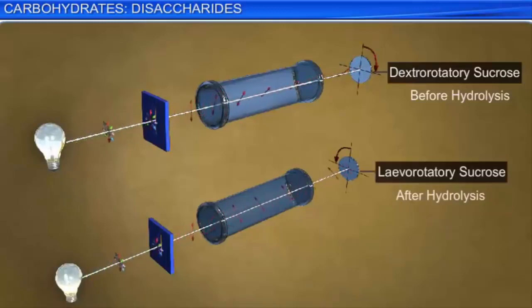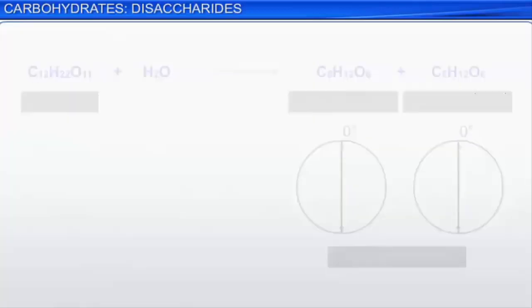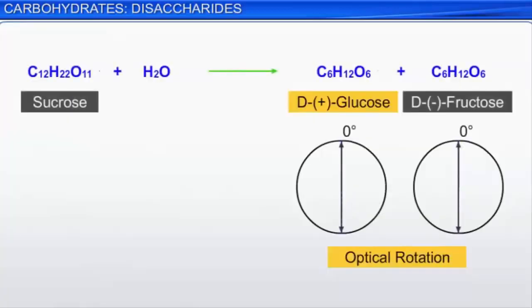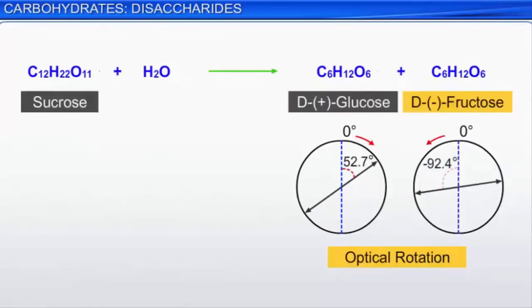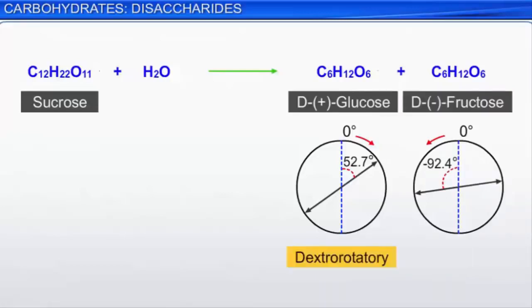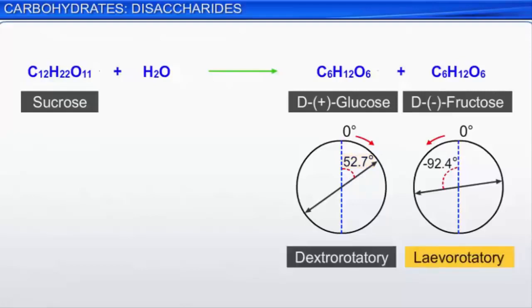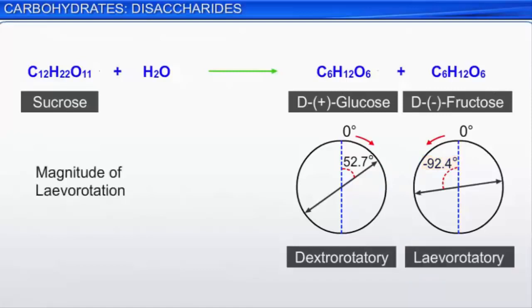The optical rotation of D-glucose is found to be +52.7 degrees, and that of D-fructose is -92.4 degrees. That is, D-glucose is dextrorotatory with an optical rotation of 52.7 degrees, while D-fructose is levorotatory with an optical rotation of 92.4 degrees. As the magnitude of levorotation of fructose is greater than the magnitude of dextrorotation of glucose, the mixture obtained by the hydrolysis of sucrose is levorotatory.